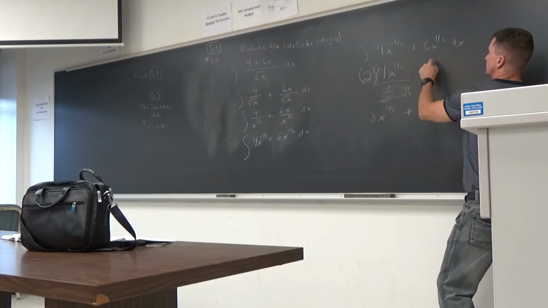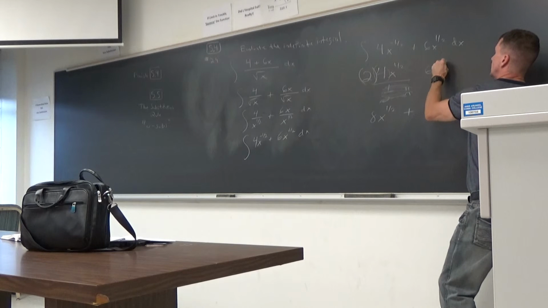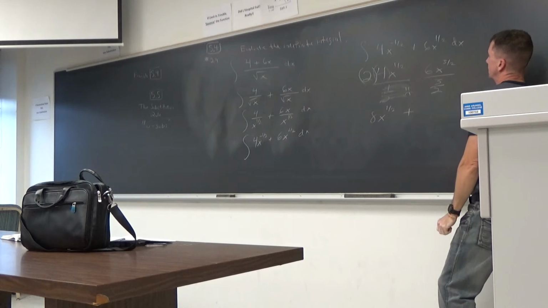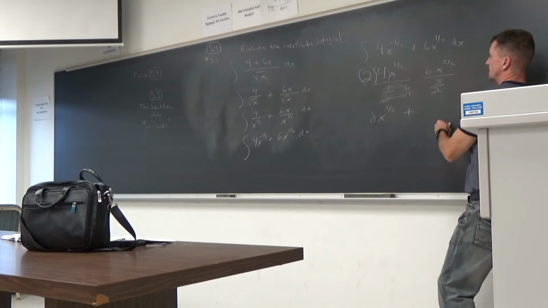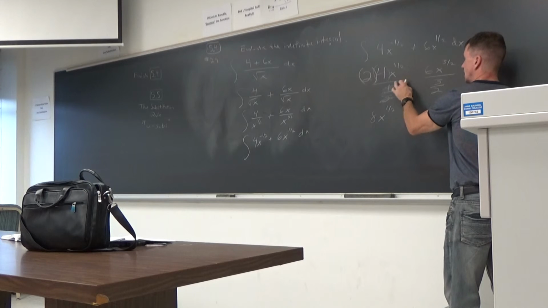Plus, alright, you have to pump this up: x to the 3 halves, divided by 3 halves. Amber, would you flip that for me? Because it looks stupid. Yeah, so it'll be 2/3. 2/3. Alright, so I've got enough room in here, I think.